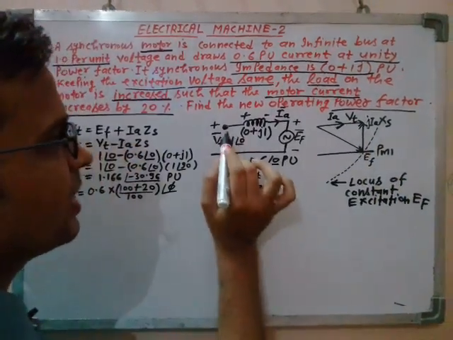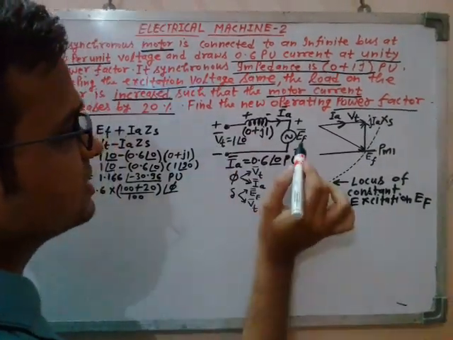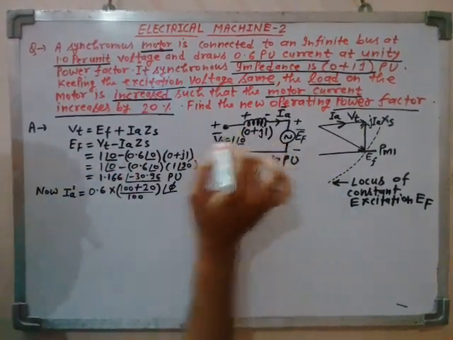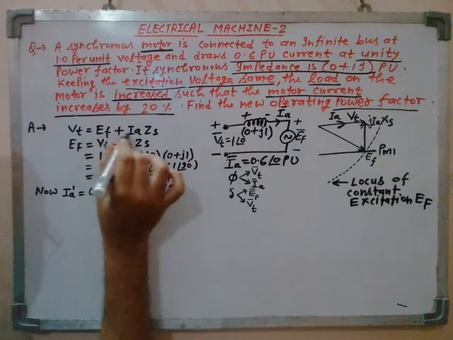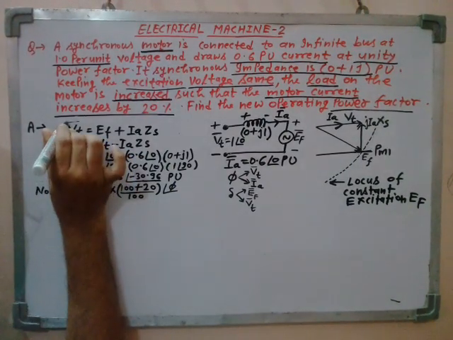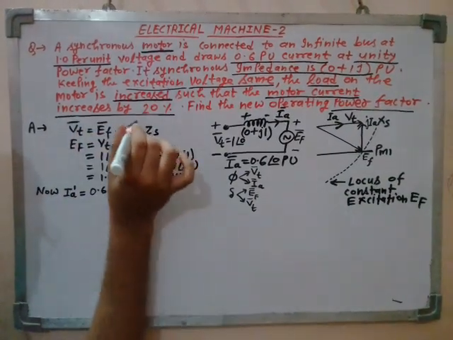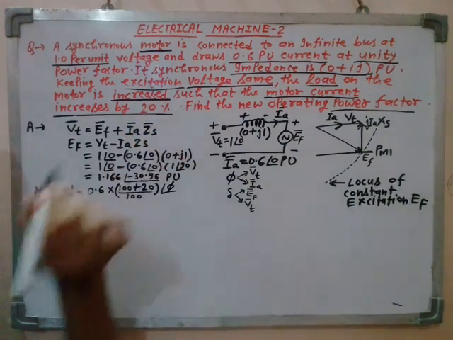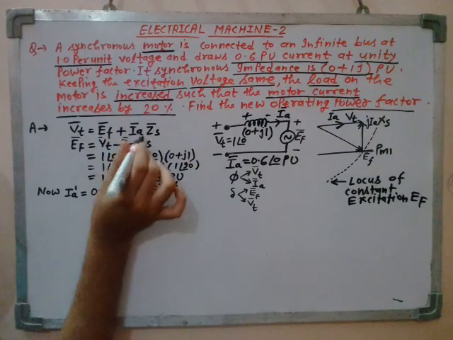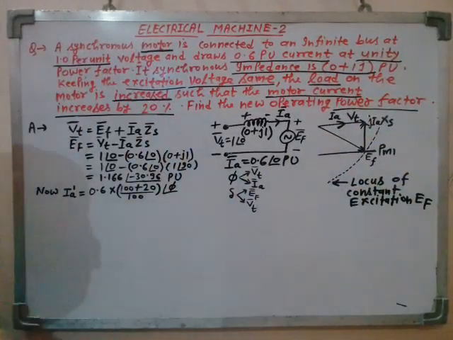See here, apply the circuit equation. All these are phasor values. This is the terminal voltage, this is the excitation EMF, this is the armature current. When you apply KVL, you can write VT is equal to EF plus IA into ZS. Phasor means it has magnitude as well as some angle attached to it. So the initial operating power factor is unity, and this is the phasor diagram corresponding to unity power factor.